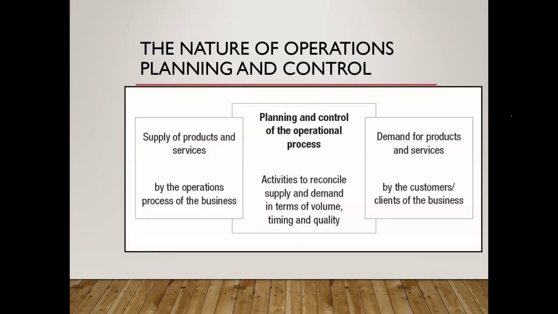Then we have the nature of operations planning and control. Now, remember that it is important that within the transformation process, we have plans in place, and there must be control mechanisms to ensure that we are able to meet the demand, or the supply meets the demand. So you see that we have supply of products and services by the operations process of the business, and then we have demand for products and services by the customers or clients of the business. In between the supply and demand, we must plan and control the whole operational process. So all those activities will reconcile supply and demand in terms of volume, timing, and quality.